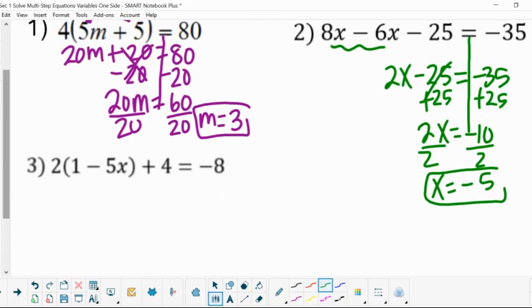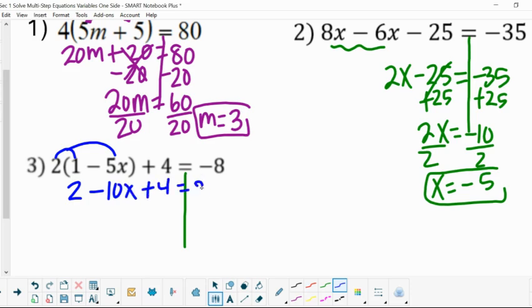Okay, number 3. Let's get our little line going so we can make sure to do both sides. Okay, Colin, what needs to happen first on number 3? Perfect. Got to multiply that number in. Everybody tell me what's 2 times 1? How about 2 times negative 5x? Good. That was good, everybody.